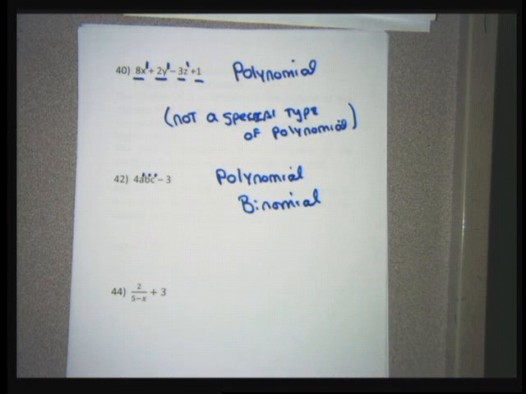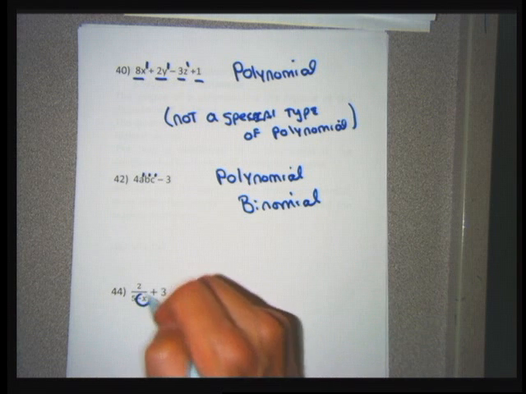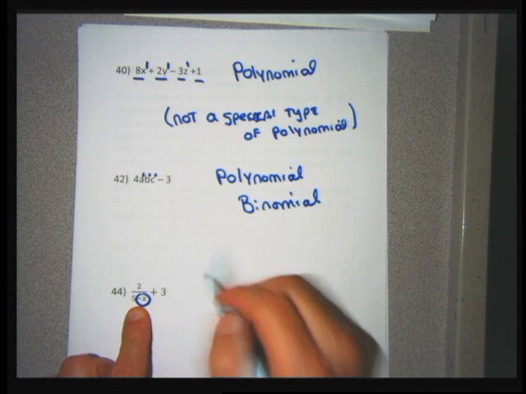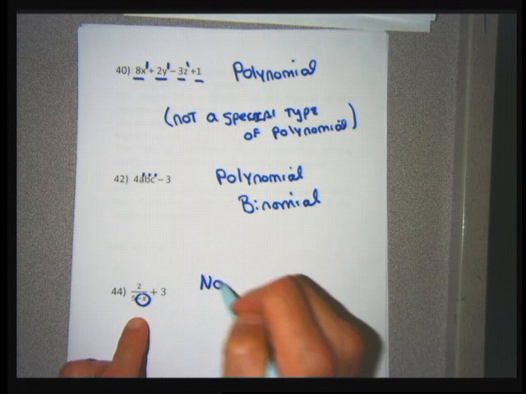And then problem 44, because the x in the denominator, that term's not a monomial, makes the whole thing not a polynomial.